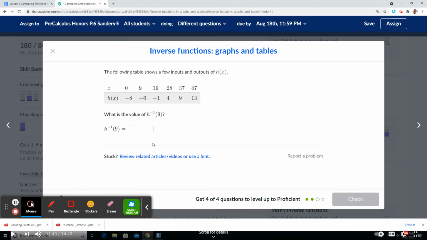When we look at a table, we're looking at the outputs linking to the inputs. H of x, this value, inputs are here. So this is your input.